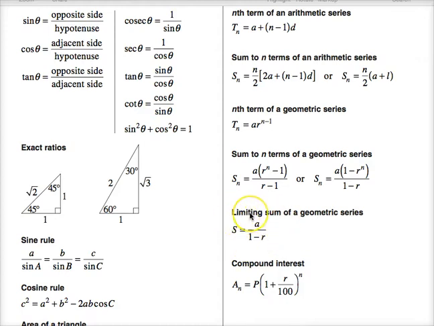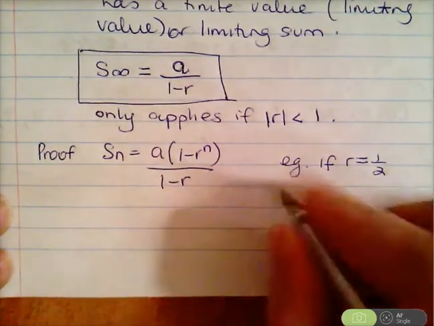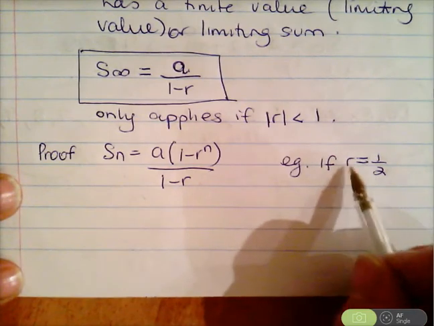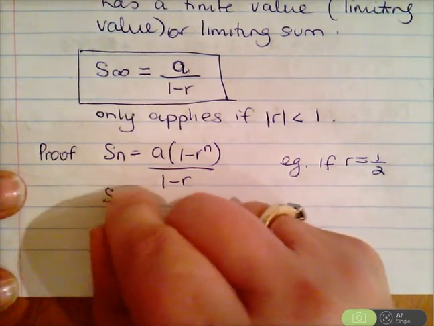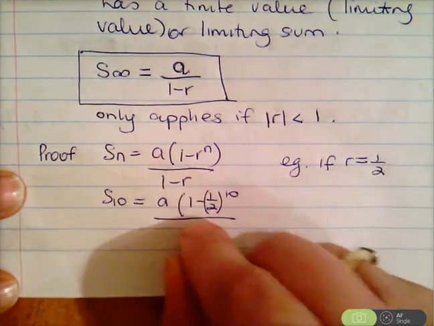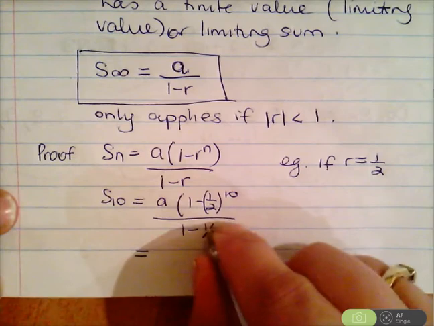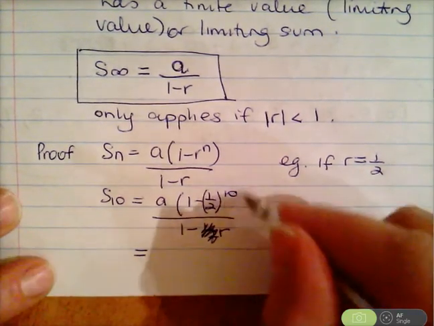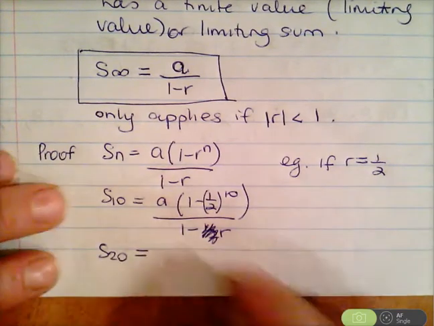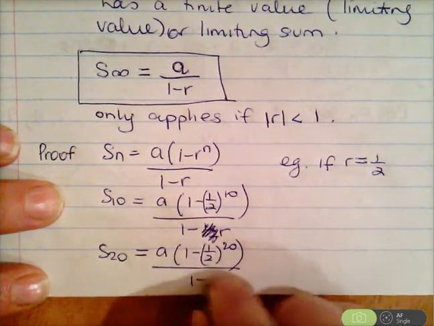Okay, so here on your formula sheet where all your series formulas are, limiting sum of a geometric series: sum equals a over 1 minus r. We know that Sn equals a(1 minus r to the n) over 1 minus r if the absolute value of r is less than 1. So if we do an example, say r is a half, let's do the sum of the first 10 terms. It's a(1 minus a half to the power of 10) over 1 minus r. And I can look at S20, so that's a(1 minus a half to the power of 20) over 1 minus r.